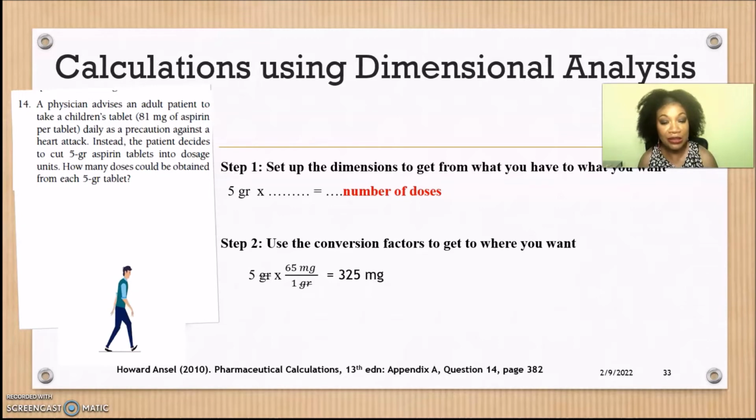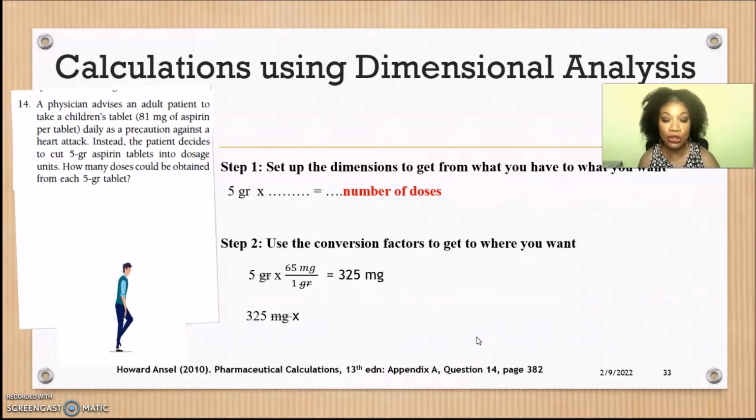Notice how I set up my dimensional analysis. I have 5 grains, but I want to end up with milligrams. How do I do that? I need a conversion factor. Conversion factor says 1 grain is equivalent to 65 milligrams. But how can I use that information to multiply by 5 grains to end up with milligrams? You need to have the grain at the bottom, the denominator, and the numerator needs to be milligrams, so that when you multiply it by 5 grains, the grains will cancel out.